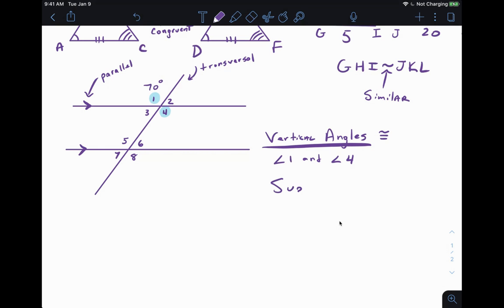Supplementary angles. Supplementary, probably spelling it wrong. It looks okay. Supplementary angles. An example of supplementary angles would be angle 1 and angle 2. So what does supplementary mean? It's a good SHSAT question, I believe. Supplementary means they have a sum that adds up to 180.